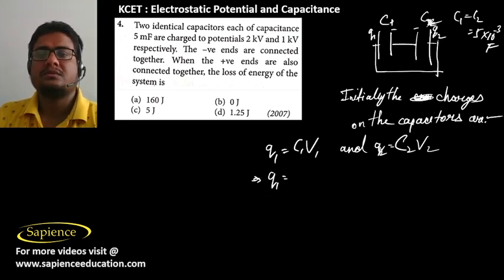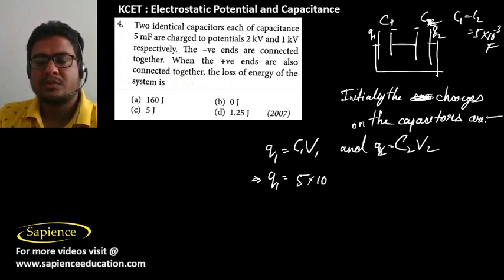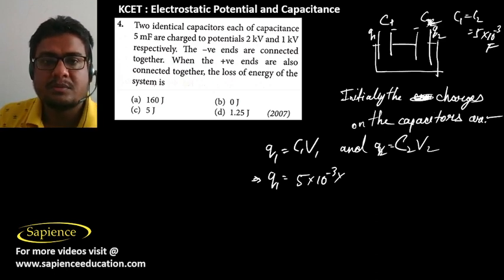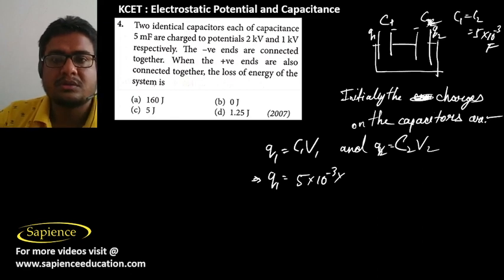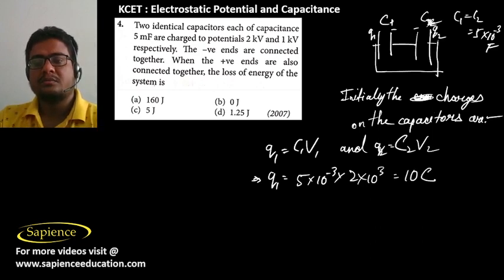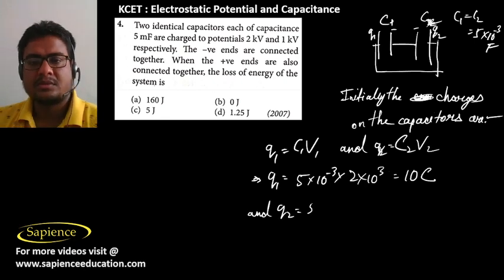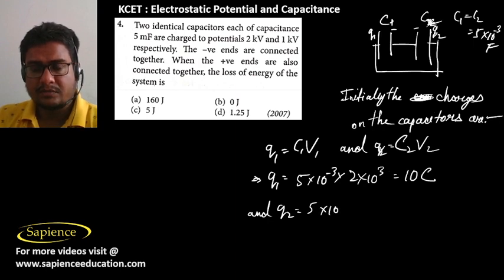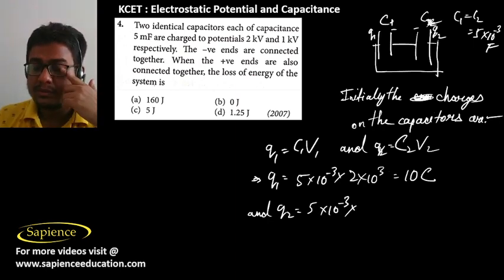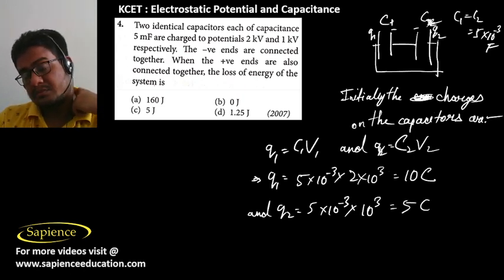Q1 will be C1, which is 5 into 10 power minus 3, times V1, the potential across capacitor 1, which is 2 into 10 power 3 volt, giving 10 coulomb. And Q2 is C2 V2, where C2 is also 5 into 10 power minus 3 and V2 is the potential of the second capacitor, 1 into 10 power 3, which gives 5 coulomb.